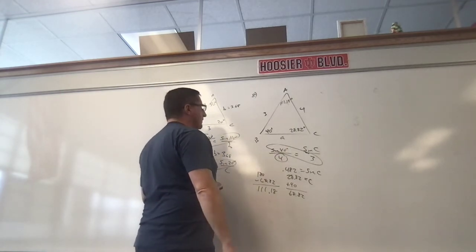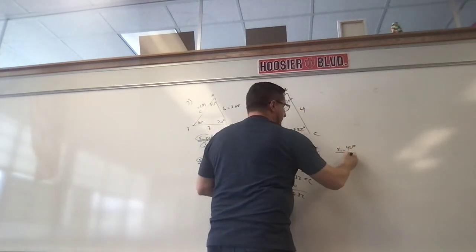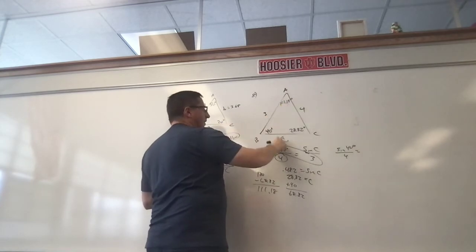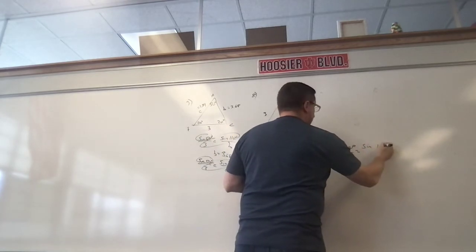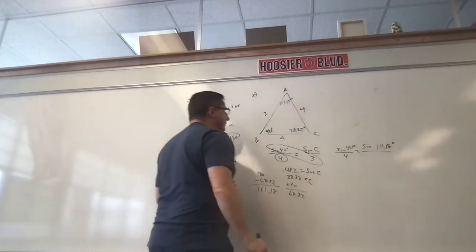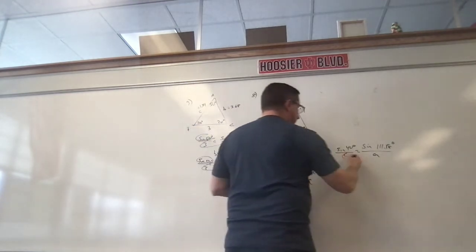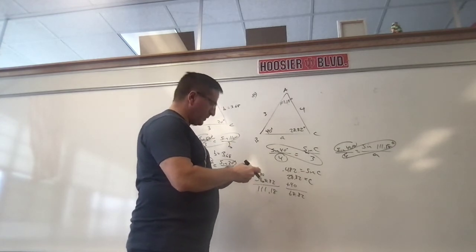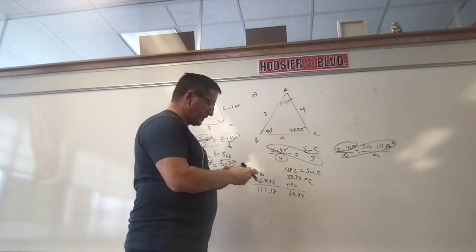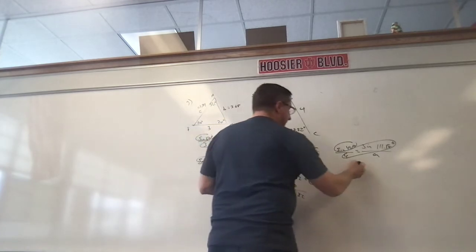Then we have to find little a. So again, let's take the sine of this over this, the sine of 40 degrees over 4 equals, we don't really want to use this, but we have to in order to find that. It's an approximation and a decimal, but we have to use it. So the sine of approximately 111.18 over a. So we type in 4 times this divided by that. So we type in 4 sine 111.18 divided by the sine of 40. You do that, you get about 5.80.